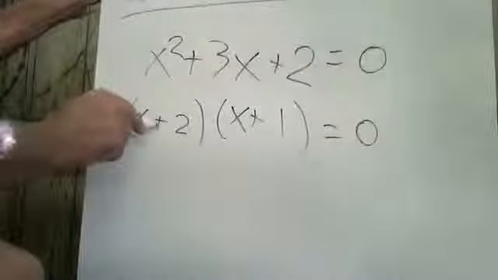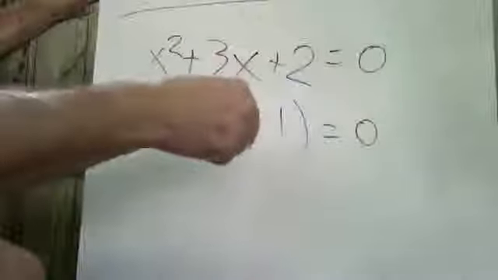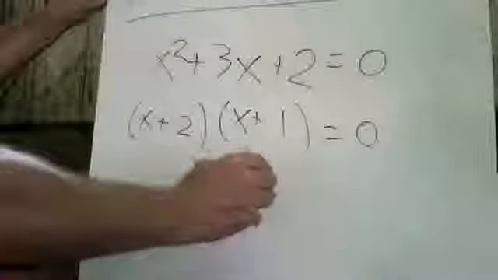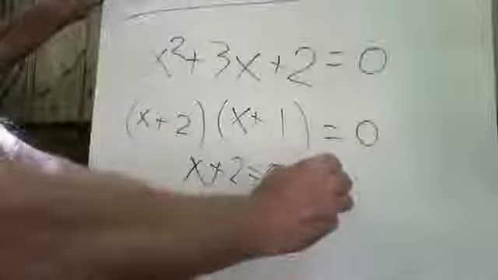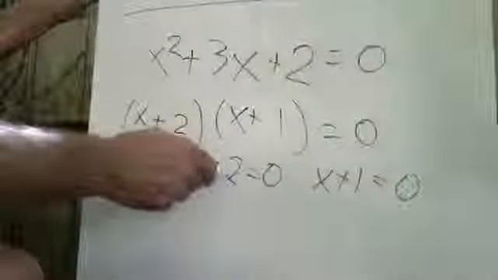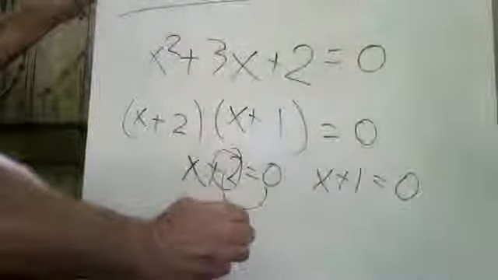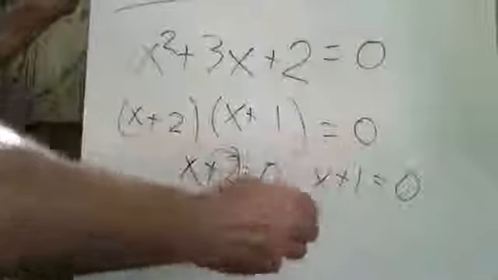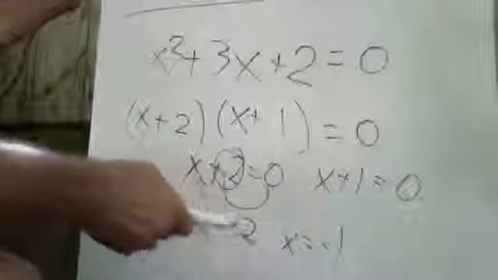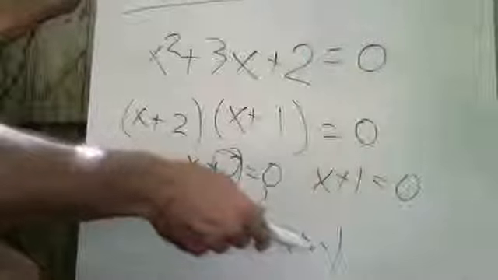We're going to set this equal to 0, and then we're going to set this one equal to 0, and we're going to solve them. So x plus 2 equals 0, and x plus 1 equals 0. And now we just solve for x. Take the 2 to the other side, x equals negative 2. Take the 1 to the other side, x equals negative 1. So your choices for what can make this thing true are negative 2 and negative 1.